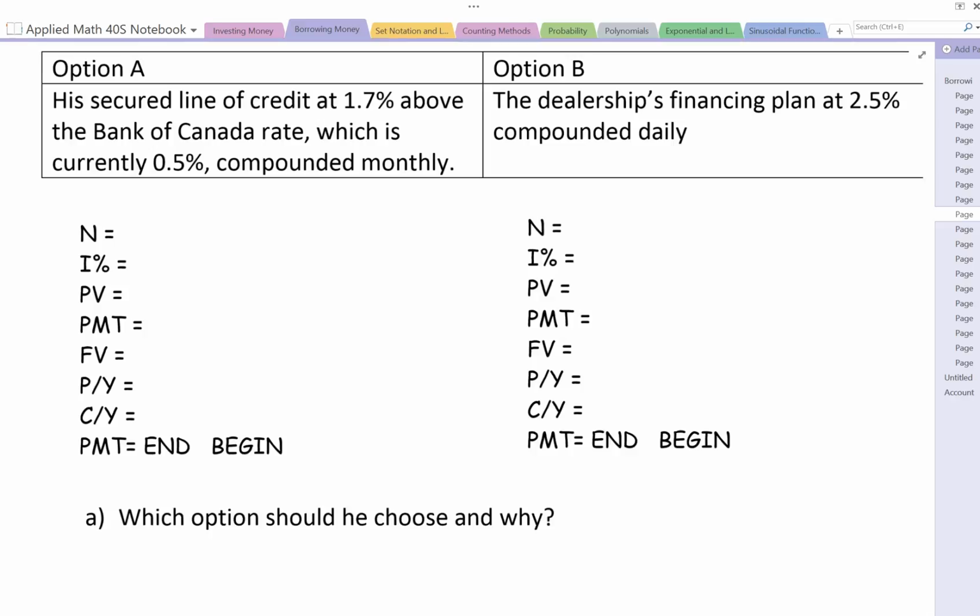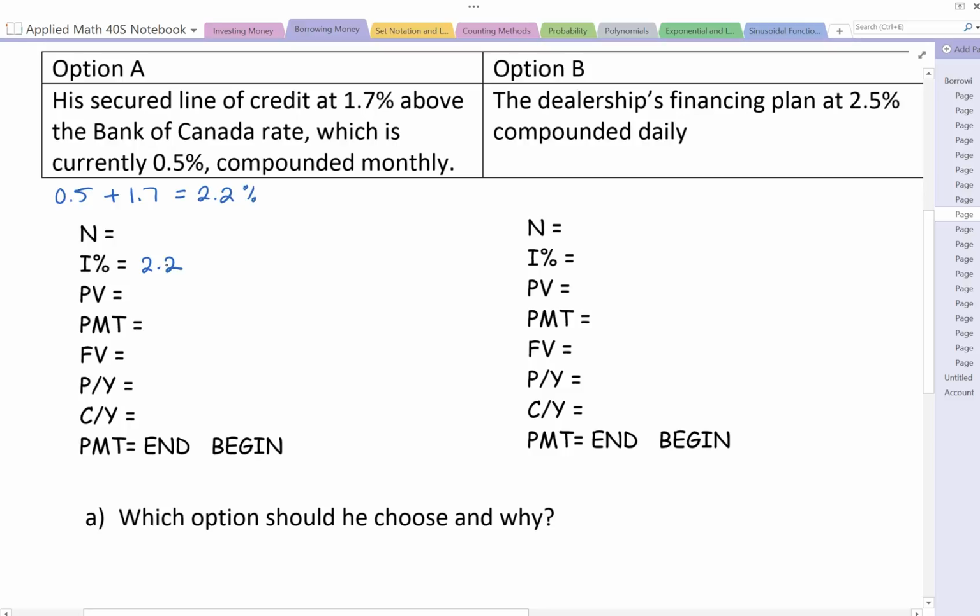We should go through both of these and see what the interest is and maybe even the total amount that he's paying. So his secured line of credit is 1.7% above the Bank of Canada rate, which is currently 0.5%. So when they give you however much is above prime, you just add those two values together. So if prime is 0.5, then you add 1.7, so the total would be 2.2%. Pretty low, which is good when you're paying back a loan.